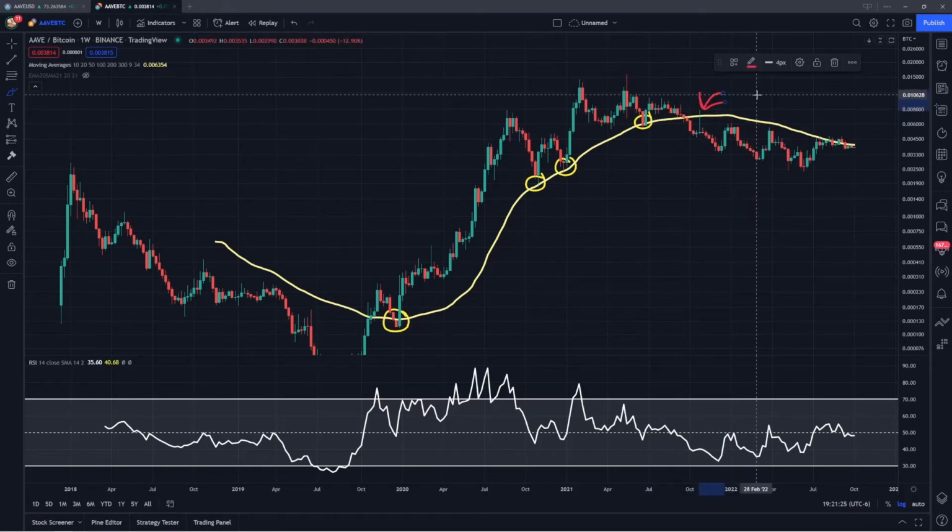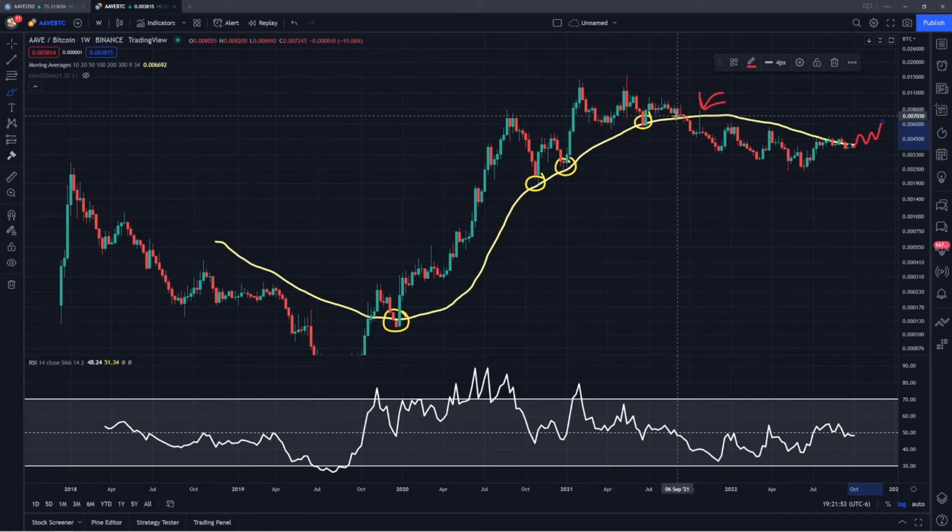So this is a level that I do want to see reclaimed. You can see that the past few months have been consolidating right under this level, with the 50-week average being around 400,000 Satoshis. So this is another level that I really do want to see AAVE reclaim, and if AAVE can start to break above this and potentially flip it back into support, that's going to be a very positive and bullish sign that potentially we're going to start heading back up to some of these lower highs and higher valuations.